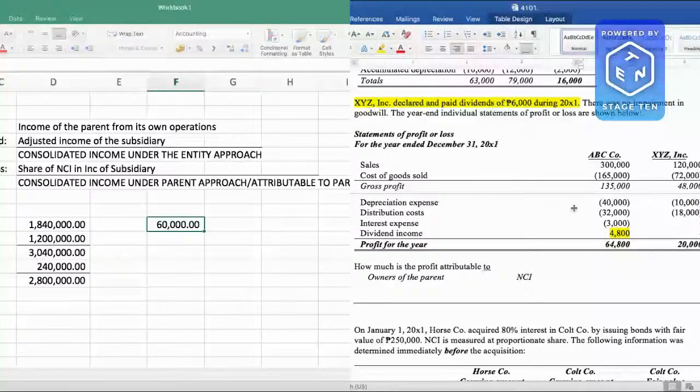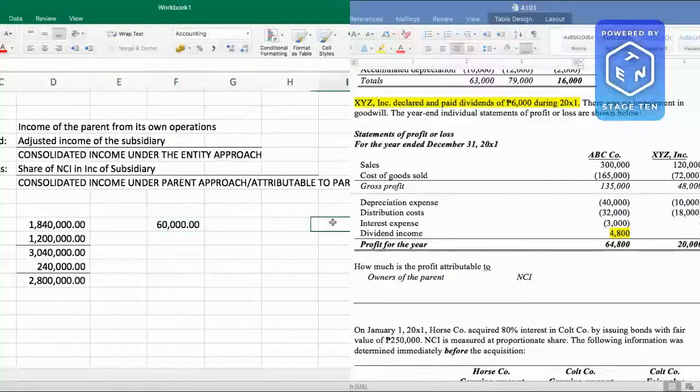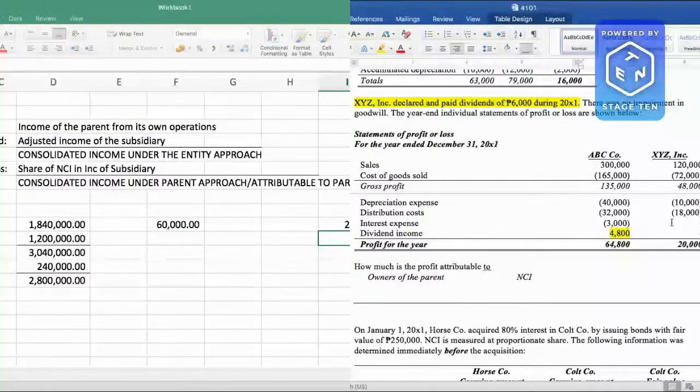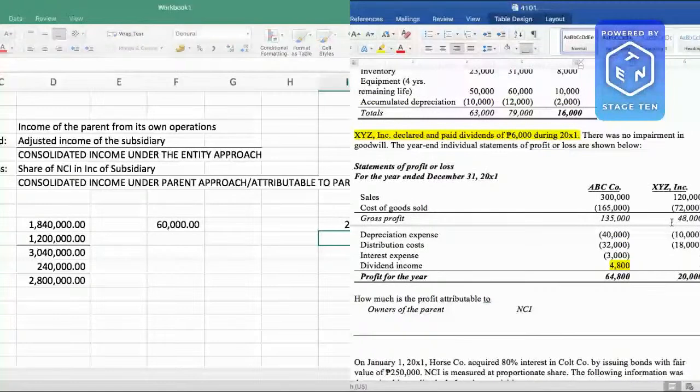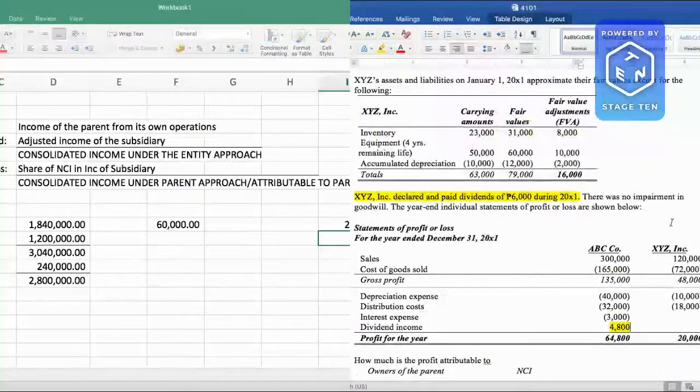Next, what else do we need? We need the adjusted income of the subsidiary. Is it the 20,000? The answer is no. Okay, because we still need adjustments to the income of the subsidiary. How much income did the subsidiary report, class? 20,000. What are the possible adjustments? Two possible adjustments. The one coming from the difference in the carrying amount and the fair value of the equipment and inventory.